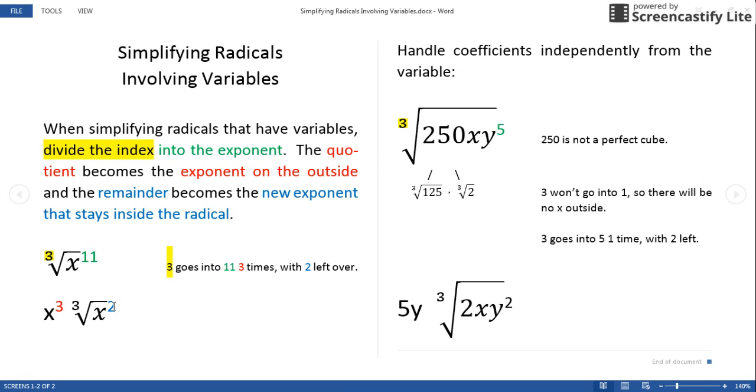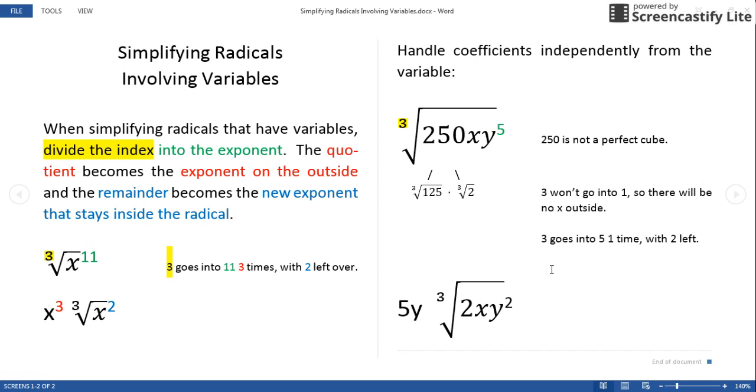Be very careful when the index is something different than a square root that you write the index that is needed. It is very common for people to forget to put this index when they rewrite their simplified answer. Divide the exponent by the index. The quotient goes on the outside, the remainder goes on the inside, and be sure to keep the same index.